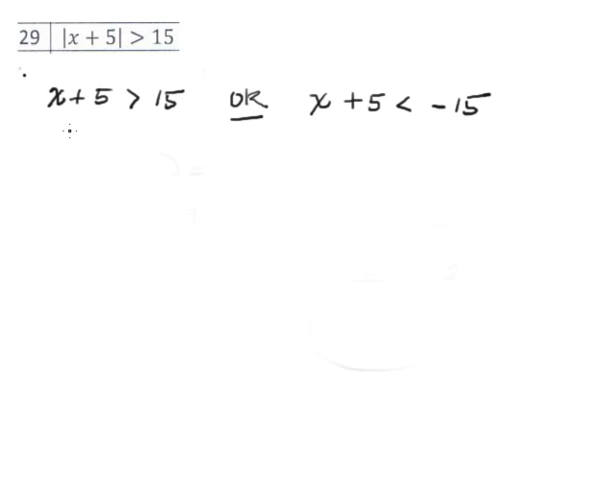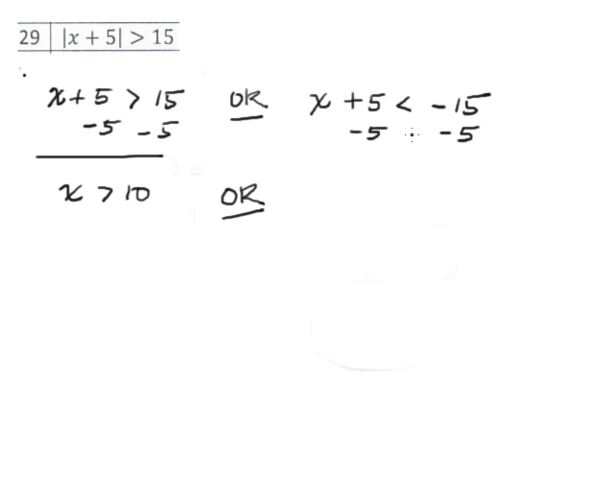And then solve these two inequalities. So first we'll subtract 5, and we have x greater than 10. Again, or, okay, here we'll subtract 5, continue solving the right inequality, or x less than minus 20.